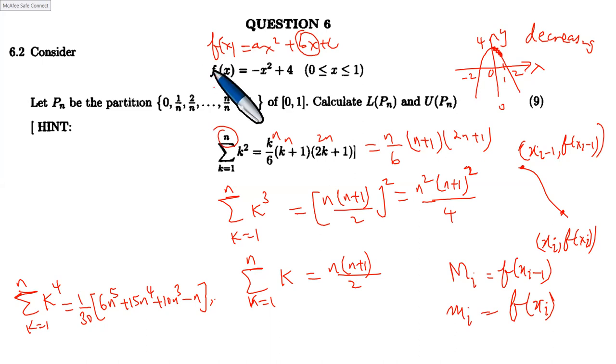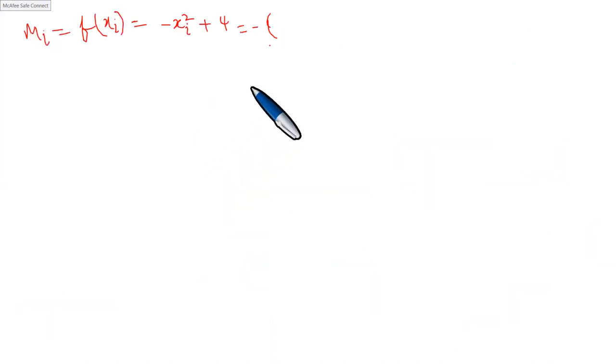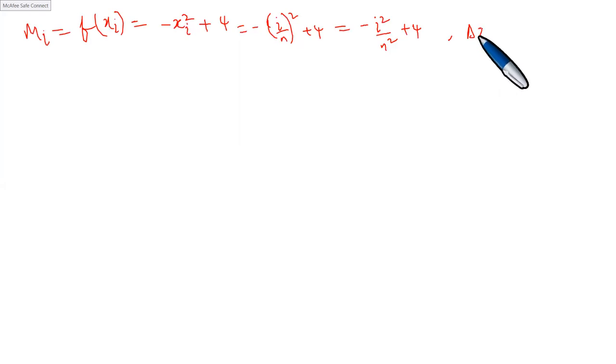And the small m_i is f(x_i), which is minus x_i squared plus 4. And then what do we get out of this? The partition. The partition points are like i over n, so x_i is just going to be i over n, squared, plus 4. Goodness me. We get this one. And now we note that our delta x is 1 over n.